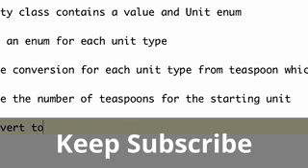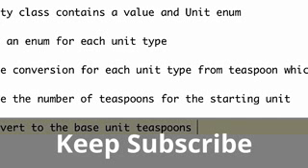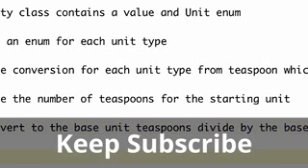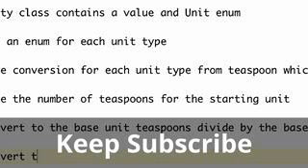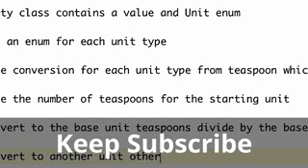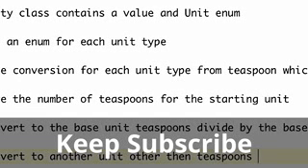We have to convert to the base unit teaspoons, and as you saw in the previous slide, to do that we're going to divide by the base unit. Stick with me if that's not making sense, it will. We're also going to convert to another unit other than teaspoons, and to do that we're going to multiply by the base unit. What else are we going to have to do with this?